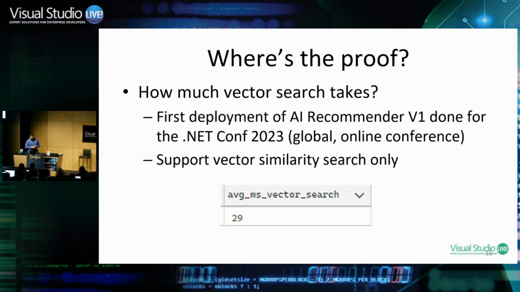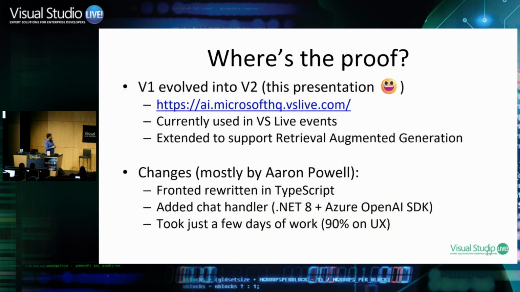And in the V1, I did some measurements. We used the first version at the .NET Conf 2023. We had several thousand people online. It was an online conference, all searching for, like, give me this session or that session. And the average vector search was 29 milliseconds, so pretty fast. And it was just scaling as much as we needed.